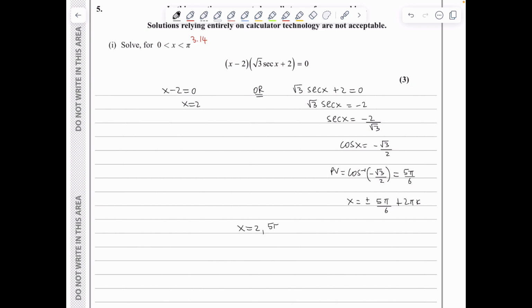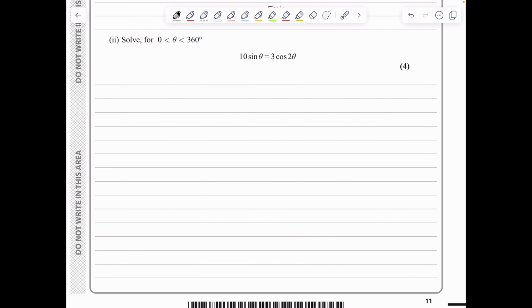In II, we need to solve for theta between 0 and 360 degrees. 10 sine theta is equal to 3 cos 2 theta. So the first thing to do is use the double angle formula for cos 2 theta, which leads to 10 sine theta is equal to 3 brackets 1 minus 2 sine squared theta. So I'm trying to obtain a quadratic in sine theta. This leads to 10 sine theta is equal to 3 minus 6 sine squared theta, and therefore collecting everything on the left hand side will lead to 6 sine squared theta plus 10 sine theta minus 3 is equal to 0.